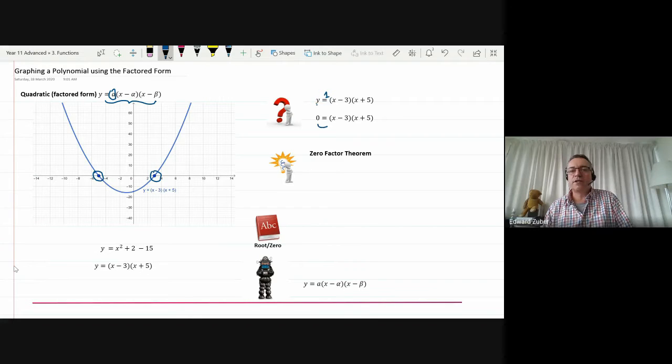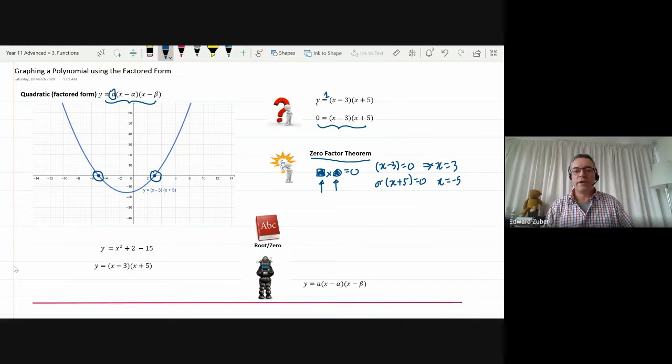Formally, what we're doing is we're actually asking ourselves, when is this equal to 0? And the big idea is we're using the zero factor theorem, which says if something times something equals 0, then that's going to happen when the first thing is 0 or that thing is 0 or both. So that means we can look at this whole expression and it's going to be 0 whenever that is 0 or when x plus 5 is 0. We can see straight away that's going to happen when x is 3. That's going to happen when x is minus 5.